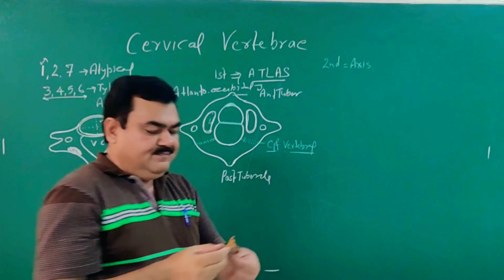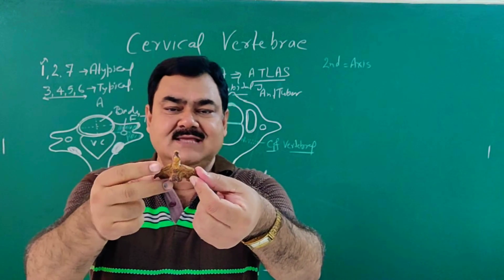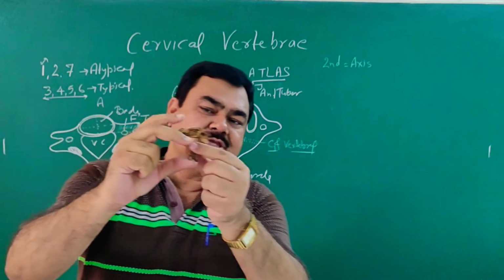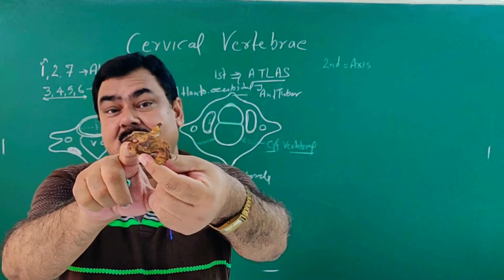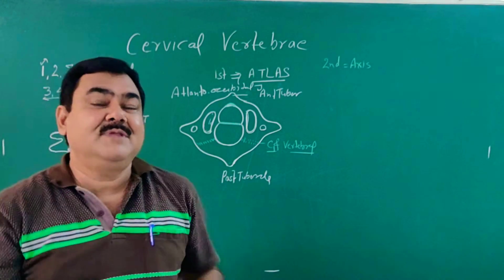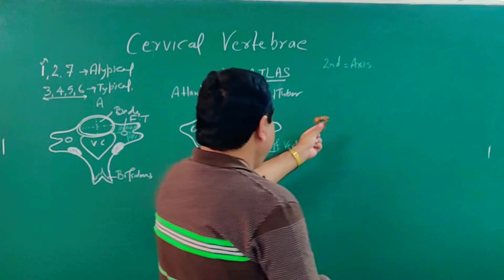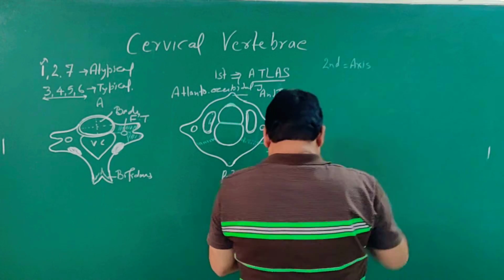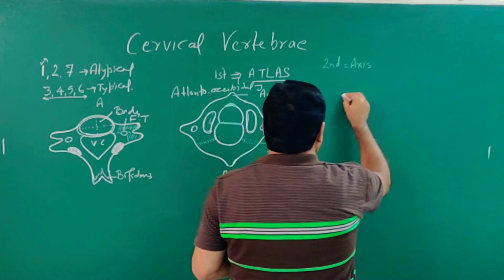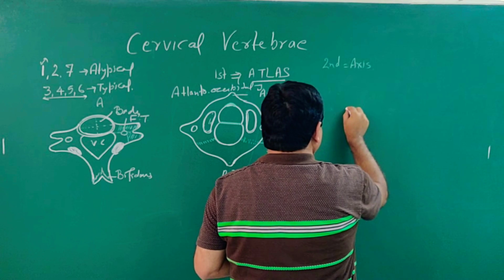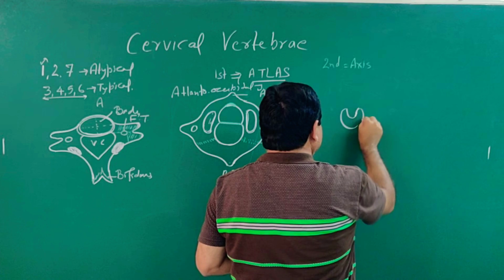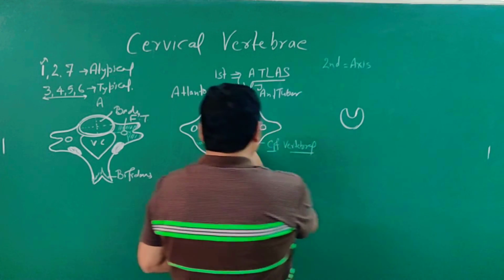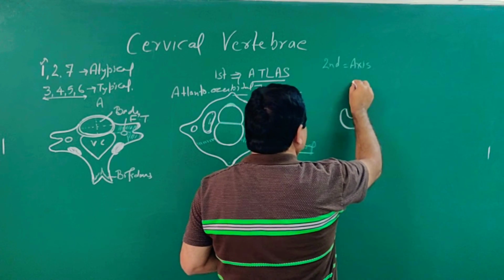If you make a diagram, this is the anatomical position of the axis. You can see here the foramen transversarium, which is a typical feature of the cervical vertebra. And this is the vertebral canal.